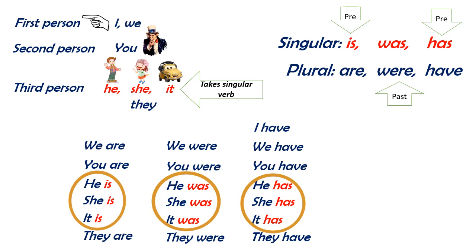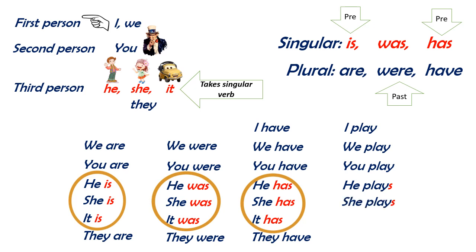Only the third person singular takes the singular verb has. Now let's try one with the main verb. Read aloud after me. I play, we play, you play, he plays, she plays, it plays, they play. Here also only the third person singular takes the singular verb.